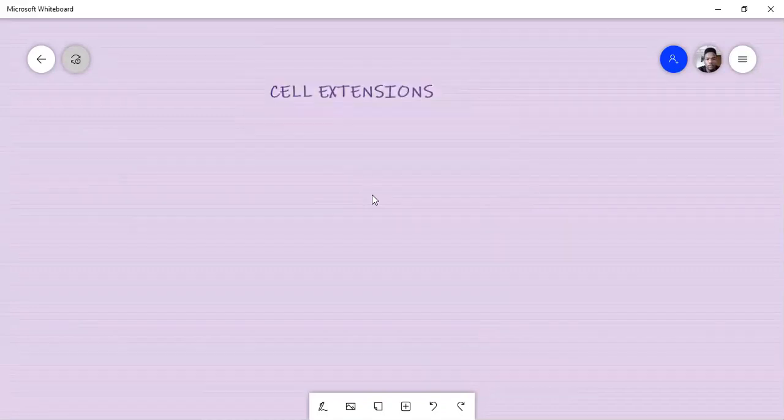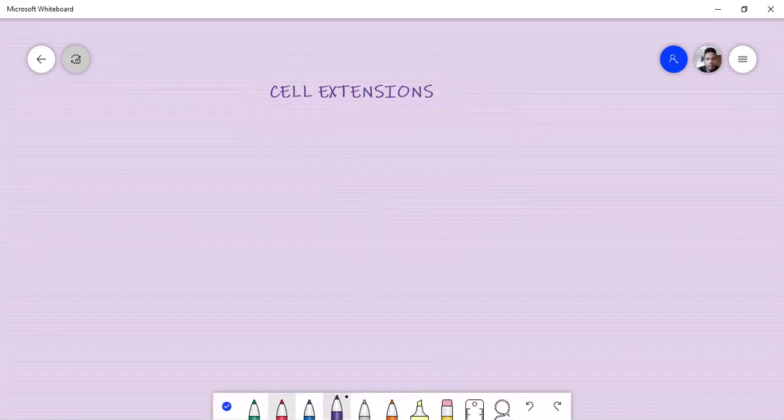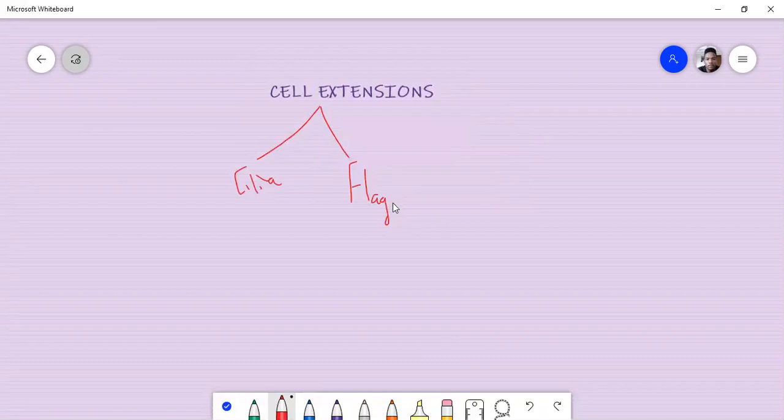So your cell extensions, we have 3 of them. We have your cilia, your flagella, and microvilli. Guys, I won't write everything in full because time is against me. And microvilli, you know how to write microvilli, guys.